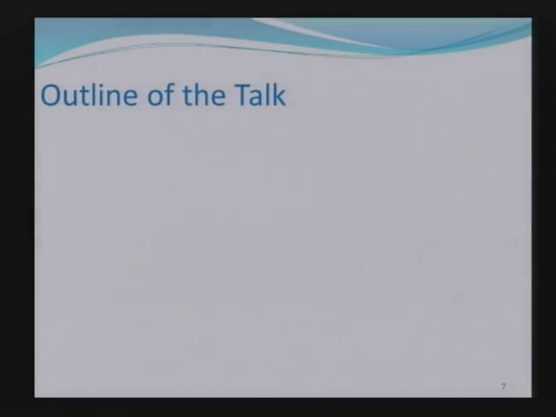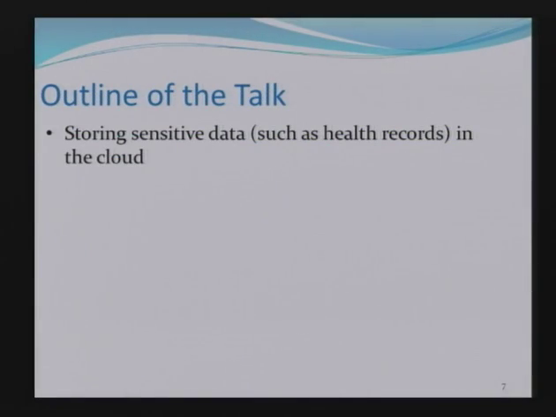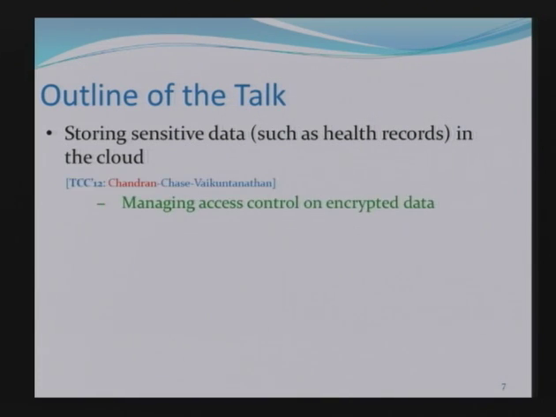Okay, so the outline of my talk is as follows. As I said, it's biased by my research. There are three issues that I'll briefly talk about here. The first one is, how do you store sensitive data, such as health records, in the cloud, and still manage an access control on this encrypted data. For those of you who are interested, this is joint work with Chase and Vaikunthanathan. It appears at the Theory of Cryptography conference, and it'll appear next month.